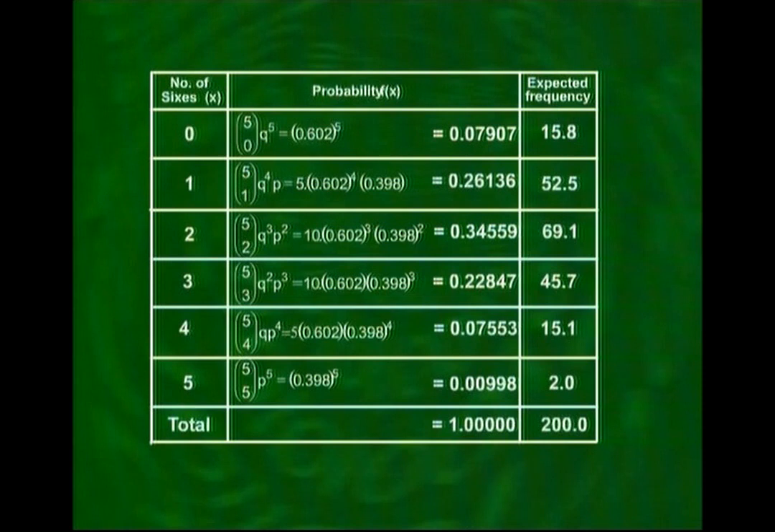It is interesting and important to note that the sum of the expected frequencies is 200, exactly the same as the sum of the observed frequencies. Students, aaiye ye jo abhi abhi humne nikali hain expected frequencies, inko interpret karne ki koshish karte hain. Jaise maine pehle kaha ke sabse pehli jo expected frequency hai, that is 15.8, aur ye x equal to 0 ke against fall kar rahi hai.